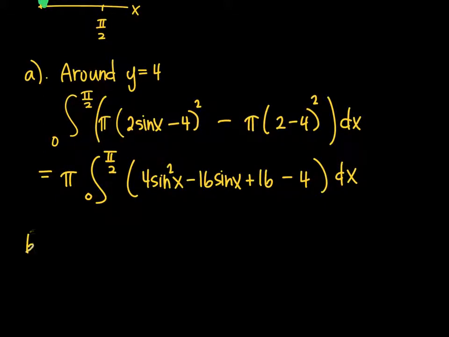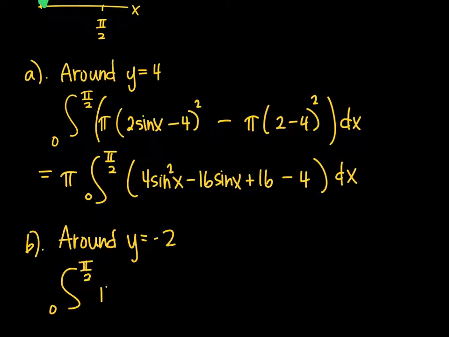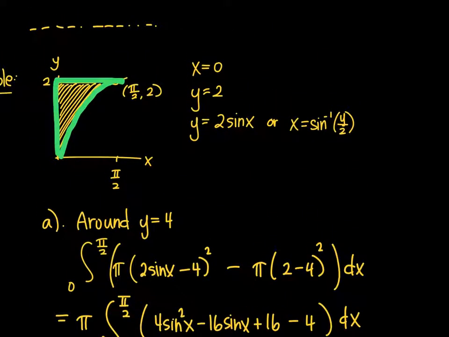All right, let's do part B. Let's suppose we were going around the line y equals -2. Also going what direction? Also horizontal. This is a horizontal axis, so I'm rotating around a horizontal axis, which means everything should be in terms of x again. So my integral from this will be 0 to pi over 2 one more time. Pi times. The rotation around the line y equals -2 is going to be an imaginary line below my region.